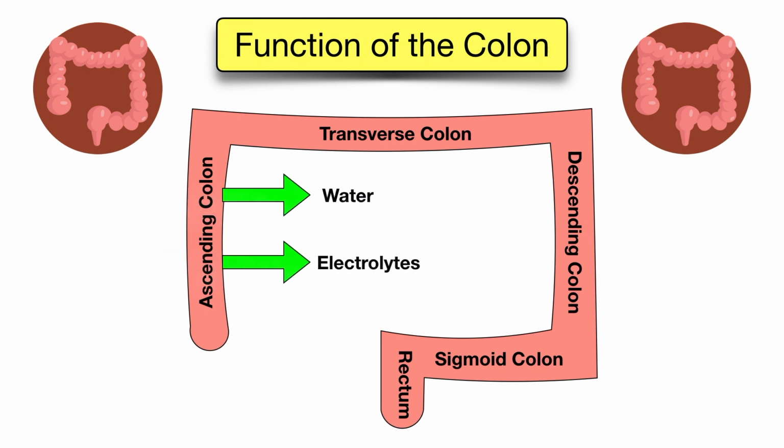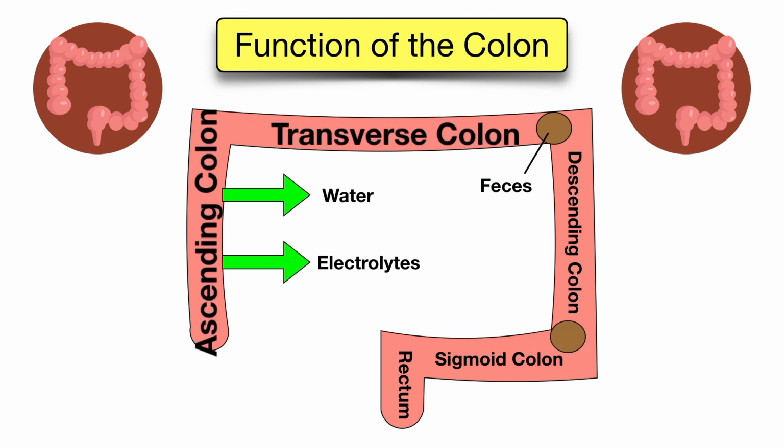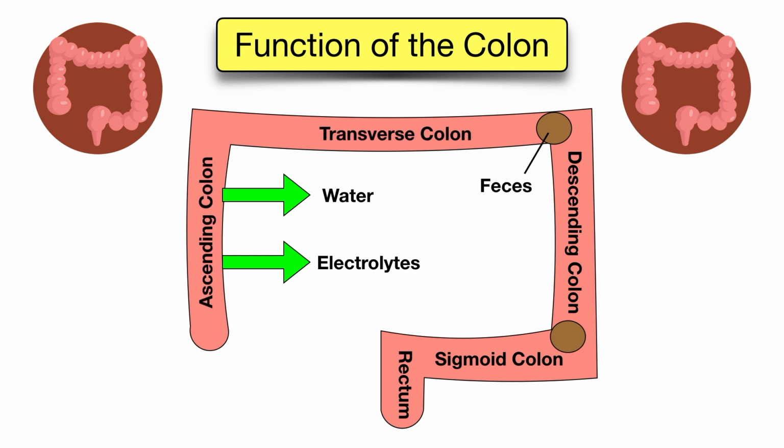The function of the colon is to absorb water and electrolytes from the small intestine output and convert it into solid feces. The majority of the large intestine water and electrolyte absorption occurs at the ascending and transverse colon. However, it's important to remember that the majority of water has already been absorbed by the small intestine.